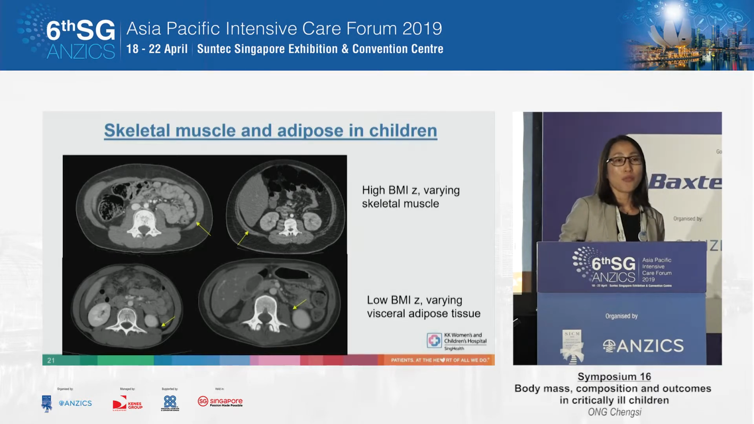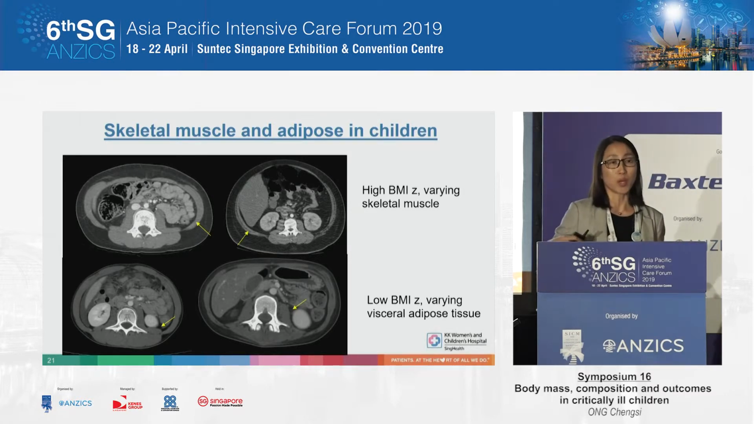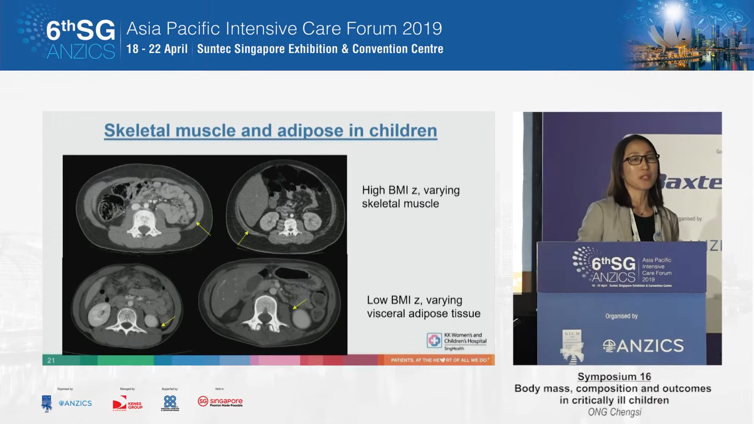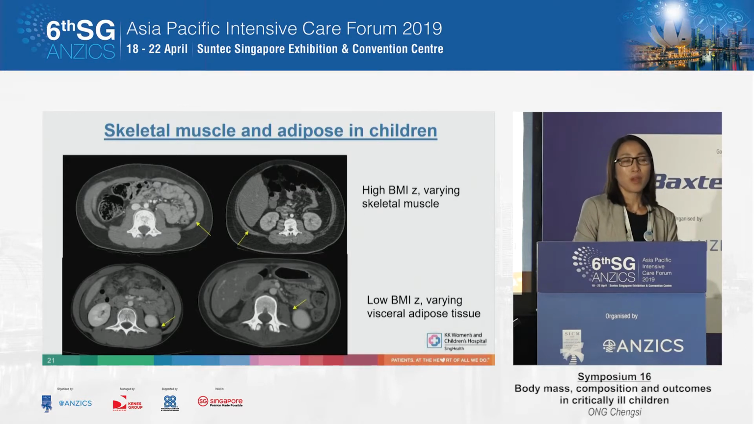And in those with low BMI, so those are the bottom two pictures, low BMI Z-score, we saw different levels of visceral adipose tissue, which is the adipose tissue that's within the organs or surrounding the organs. So the space in between would show the visceral adipose tissue, and the one on the right had a greater amount of visceral adipose tissue than the one on the left. So BMI alone doesn't tell you all these things like skeletal muscle or visceral adipose tissue.